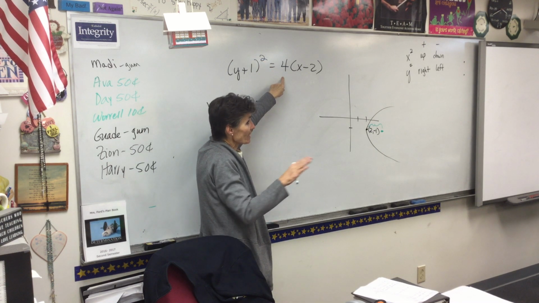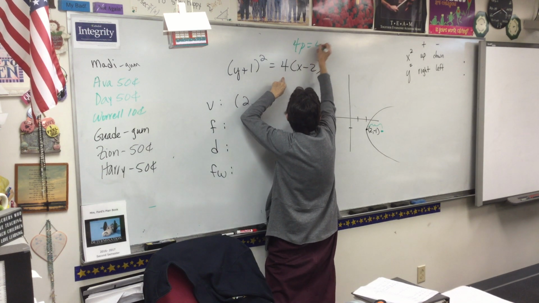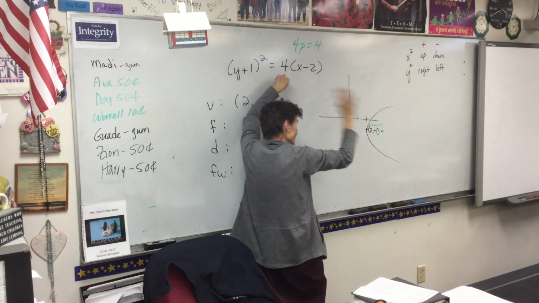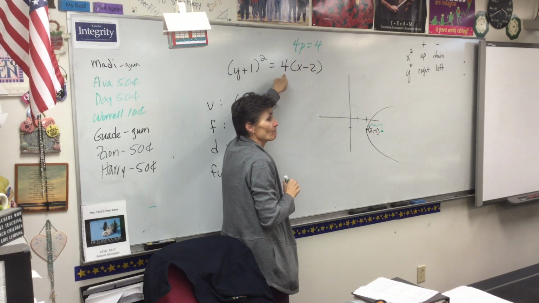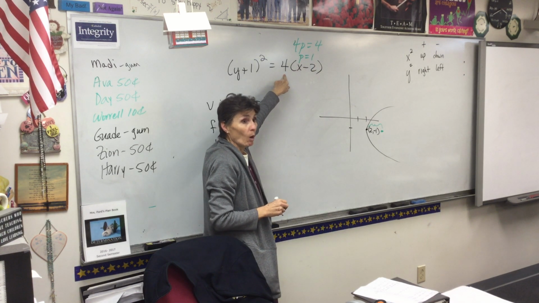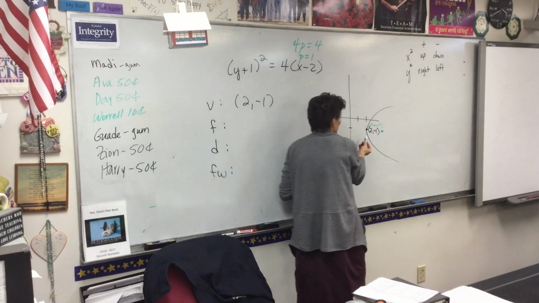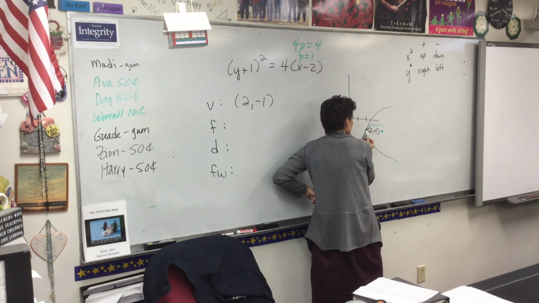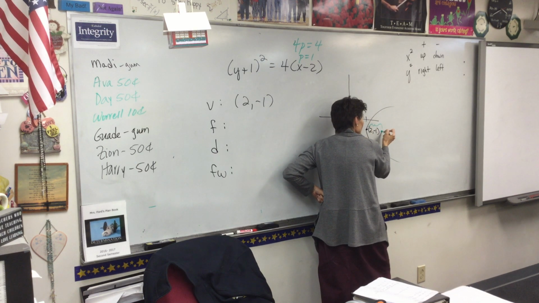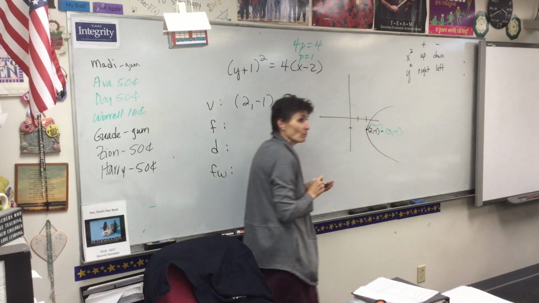It's not half of 4. 4P equals 4. 4P equals that number; it's always 4P equals that number. So 4P equals 4, which means P equals 1, and P is how many steps I take. So start at this point right here and take 1 step straight to the right. Where will you end up if you take 1 step? At 3, -1. Does that make sense to everyone?